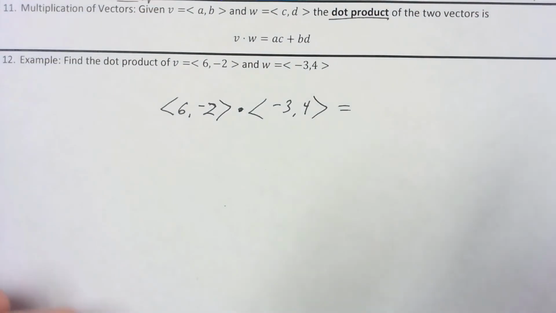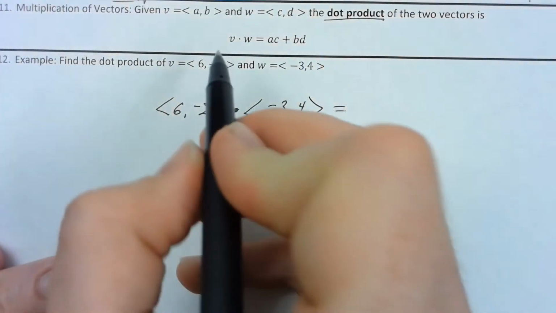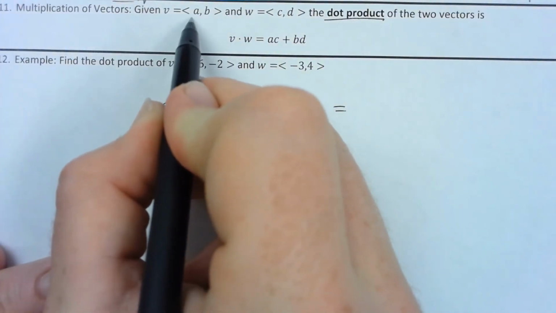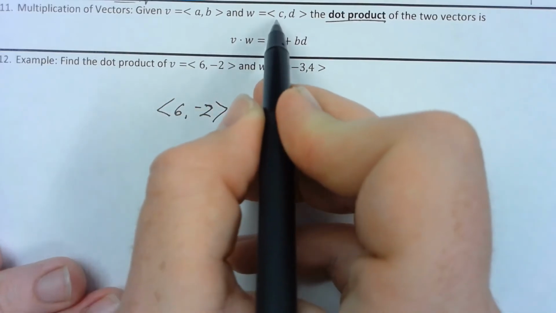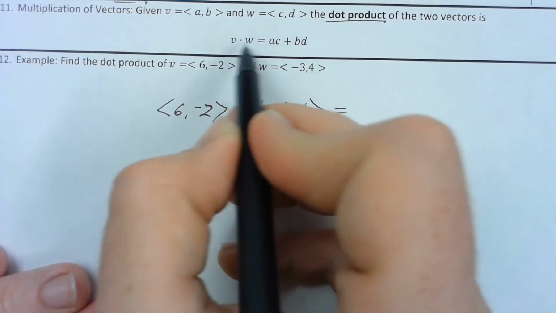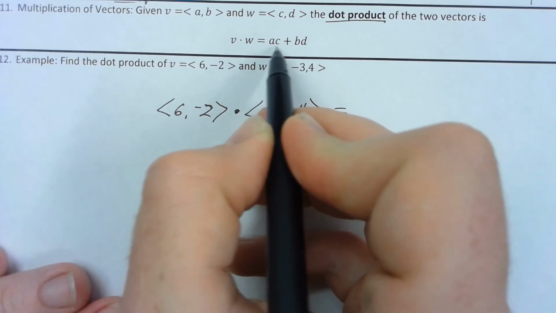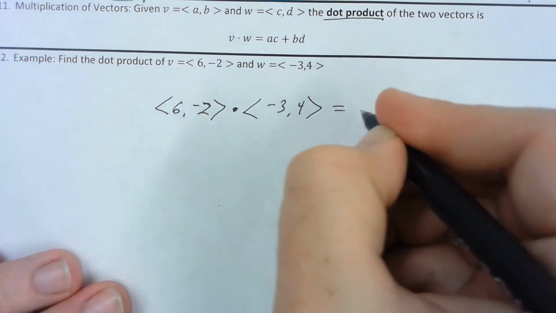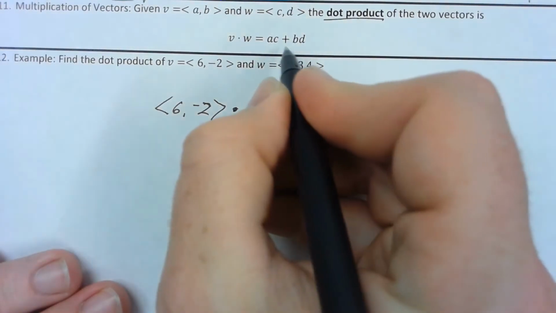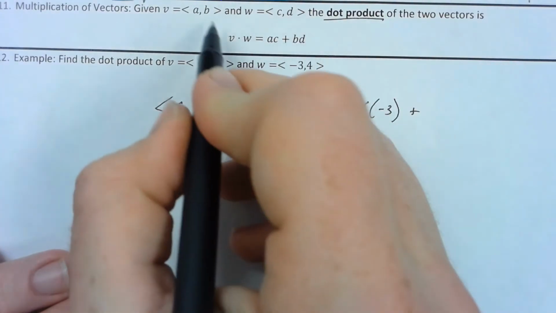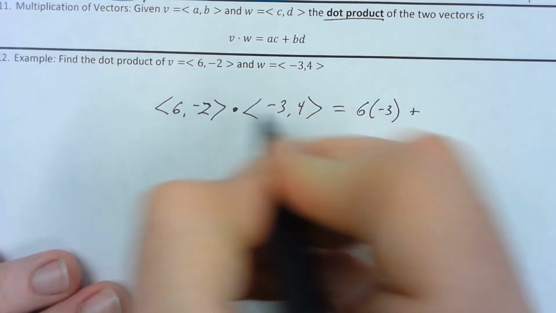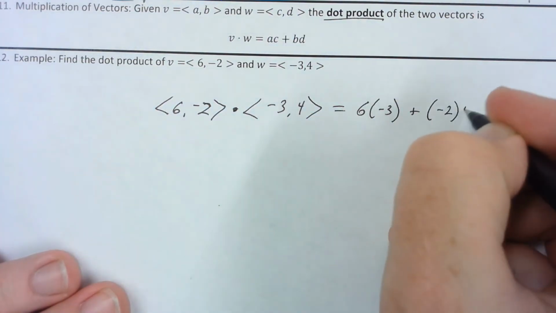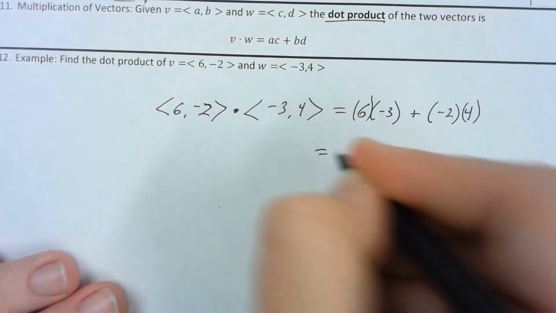When I want to multiply these two vectors together using the dot product, it's important to notice that if I have a as my x-coordinate of my first vector and c as my x-coordinate of my second vector, then my dot product is going to end up with those two things multiplied together, so 6 times the negative 3, and we're going to add to that b times d. So these two values here, so it's going to be the negative 2 times the positive 4. So I'm just simply going to go ahead and simplify this down.